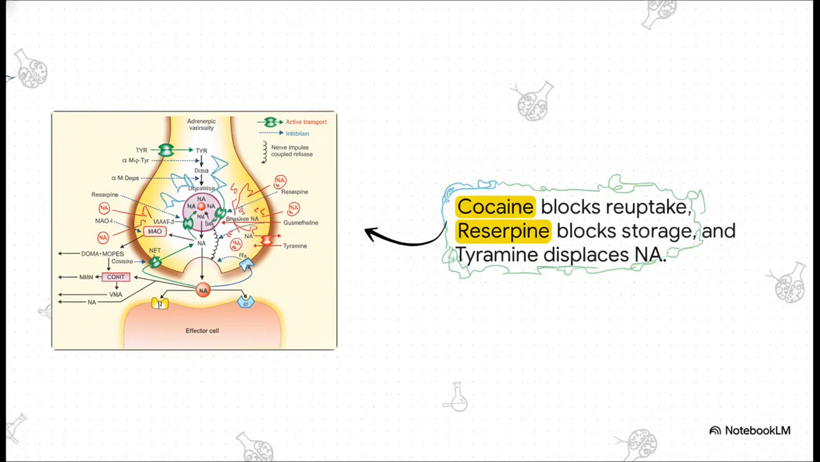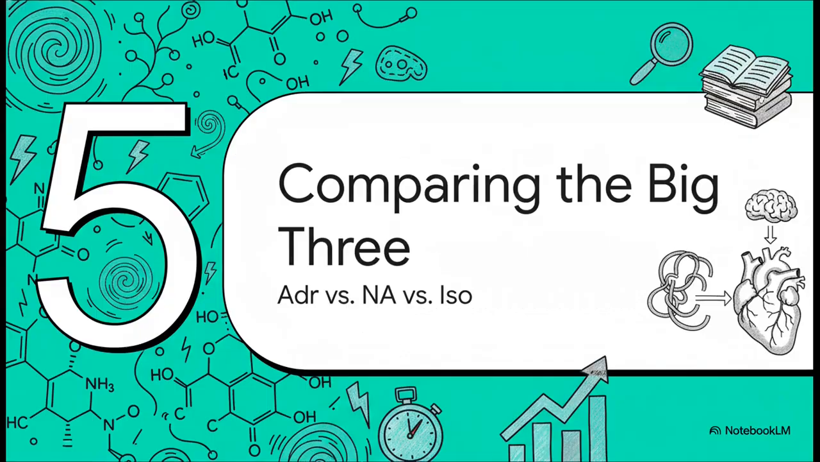And let's go back to our master diagram, because now it should make perfect sense. Look at all those drug names. Each one is a tool that targets a specific step we've just learned about. You see cocaine? It blocks the net reuptake pump, that vacuum cleaner. You see reserpine? It blocks the VMAT pump that puts noradrenaline into the storage vesicles. Tyramine? It sneaks in and kicks noradrenaline out. You see? Once you understand the basic physiology, the pharmacology becomes logical. It all connects.